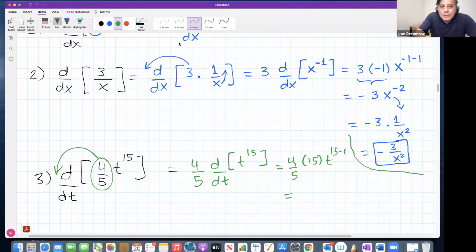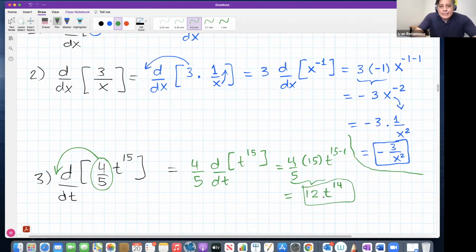yeah, very good, Marcos. Yeah, we're headed there. We're going to get there. Look, 15 times 4 is 60. 5 into 60 is 12, right? Or equivalently, 5 into 15 is 3, and 3 times 4 is 12. Any way you do it, you should get 12 here. T raised to 14, right? 14. This should be the final answer. Very good, guys.